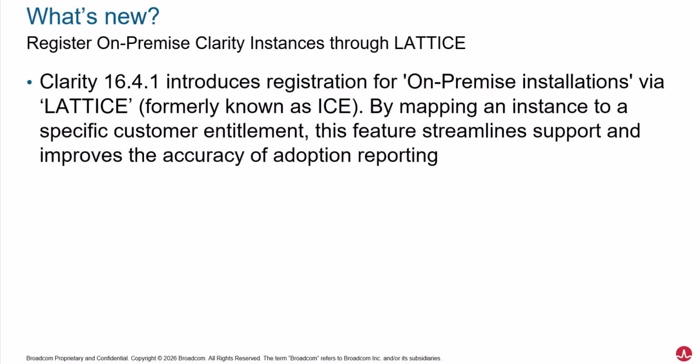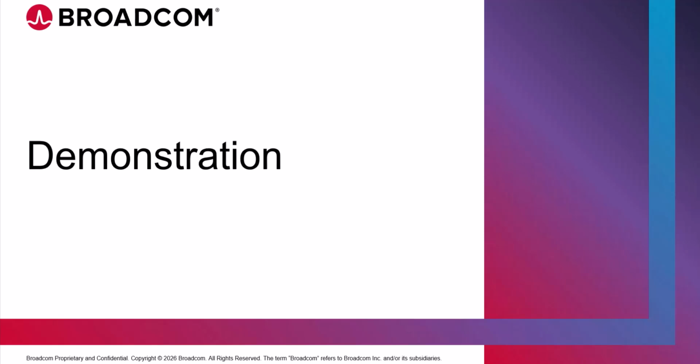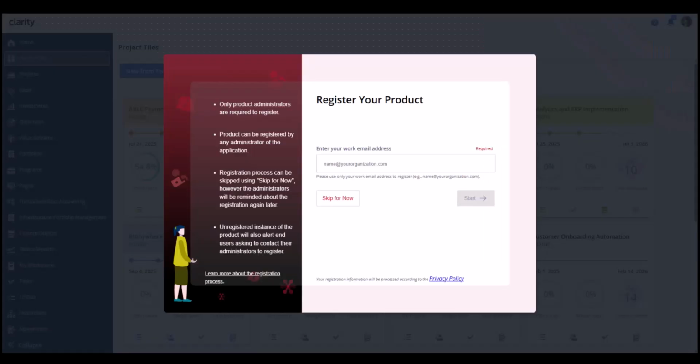Clarity 16.4.1 introduces registration for on-premise installation through Lattice, formerly known as ICE. By linking each instance to the appropriate customer entitlement, this enhancement simplifies support processes and enhances the accuracy of adoption reporting. Let us see the product in action. Clarity now leverages Lattice registration process to invoke the standard product registration and reporting mechanism.